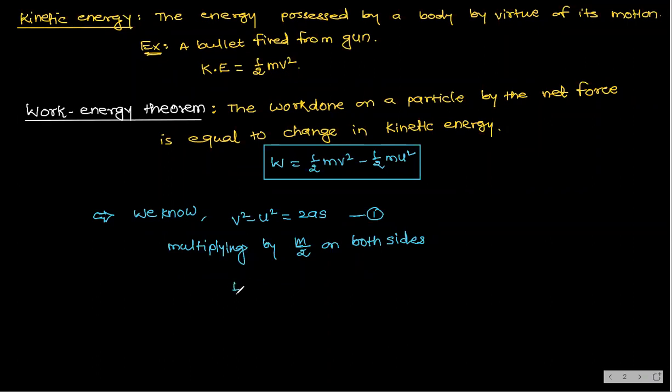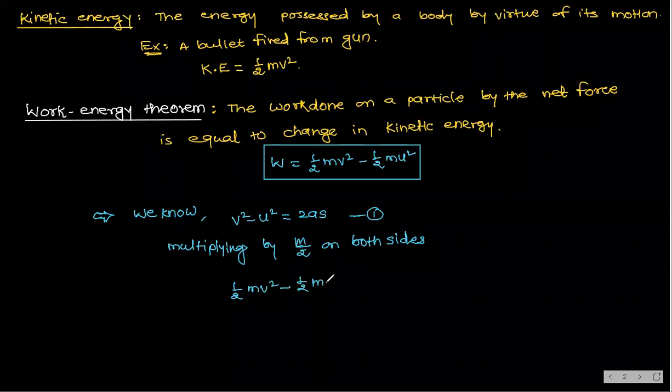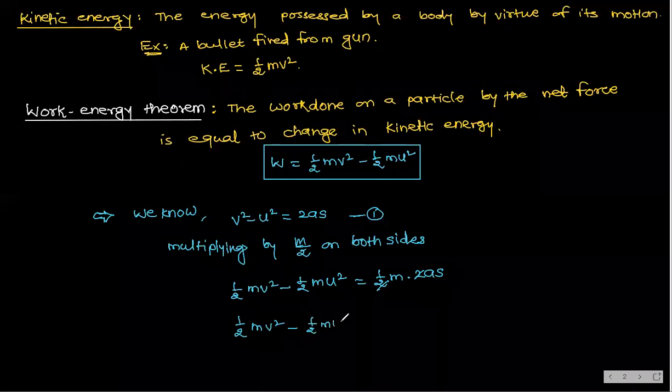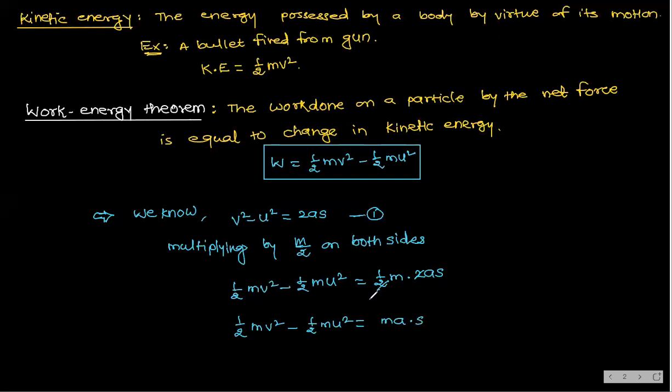What you will get? Half m v square minus half m u square is equal to half m into 2as. Now this 2 and this 2 will get cancelled, and therefore I can write like this, that is half m v square minus half m u square is equal to ma into s.